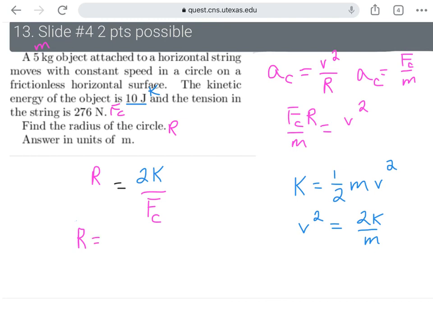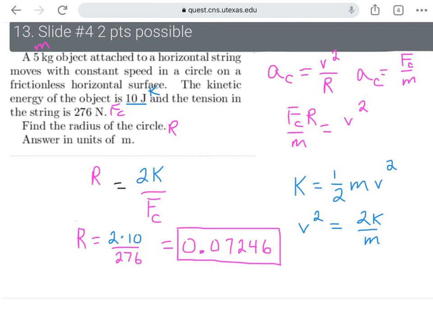R will be equal to 2 times 10, that would just be 20, and then we're going to divide by 276. So 20 divided by 276 will give us an answer of 0.07246. Remember, we want to do 4 numbers. So don't round it off too soon. And this will be our radius. That's our final answer.